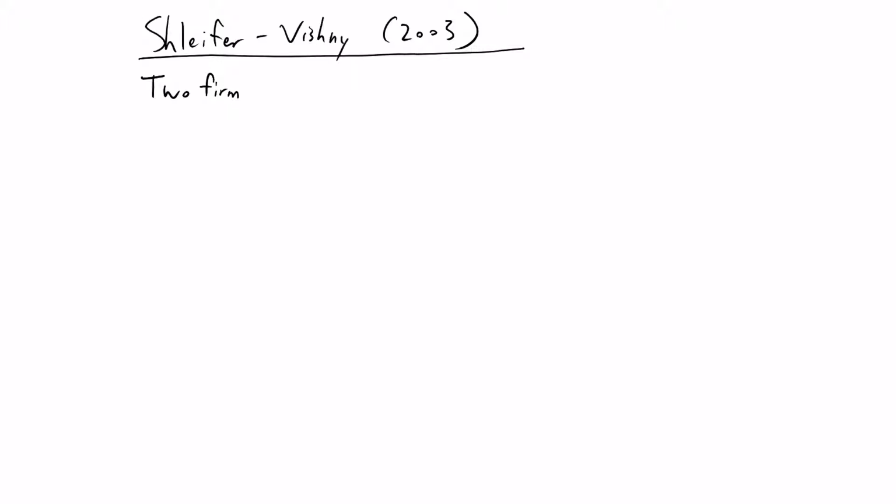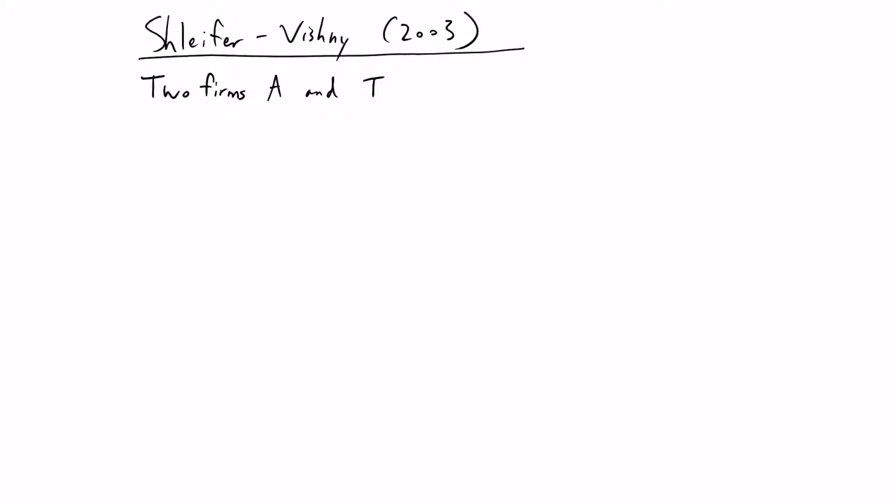Schleifer, Vishny, 2003. Right. So the model works in the following way. You have two companies, two firms, A and T. Obviously, A represents the acquirer, T represents the target, right?